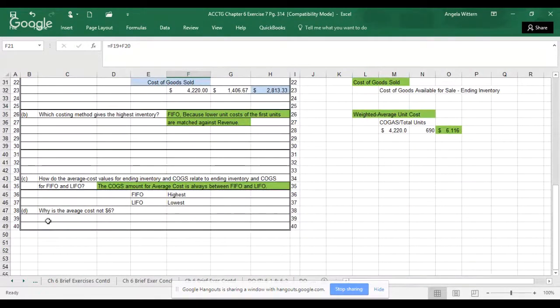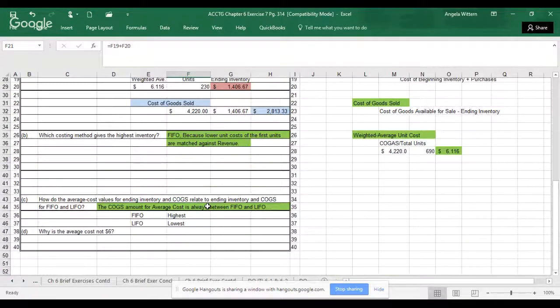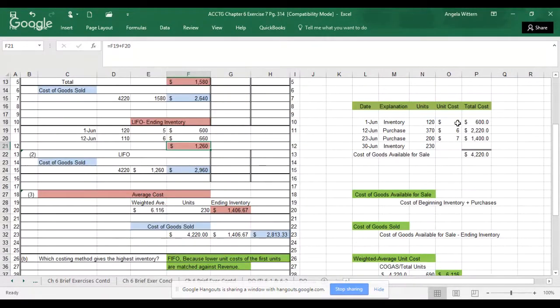The last question is, why is the average cost not $6? If we look up here to the information the text gave us, we have a $6 purchase, $5, and then a $7 a unit, depending on the date. If you average those, yes, it would be $6. But if you look at the units and their amounts, it won't correspond to exactly a $6 average. And that's the only solution I had for that question.